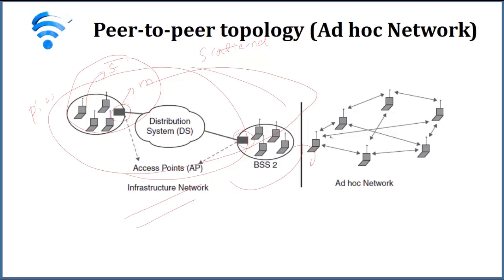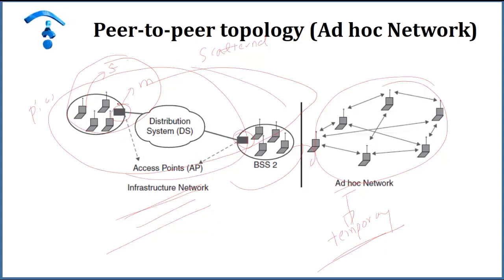This could be a different kind of approach, where this is not a wired connection. Again, this is ad hoc. The word ad hoc means a temporary network. This is the temporary network, and this is your infrastructure network, where distributed systems are connected with these access points, and these access points fetch data or provide data to or from a node. These are your basic service sets 1, 2, and so on. This is called the peer-to-peer topology, or ad hoc network topology.